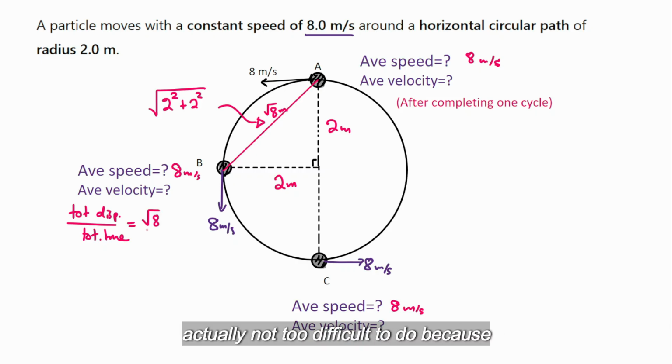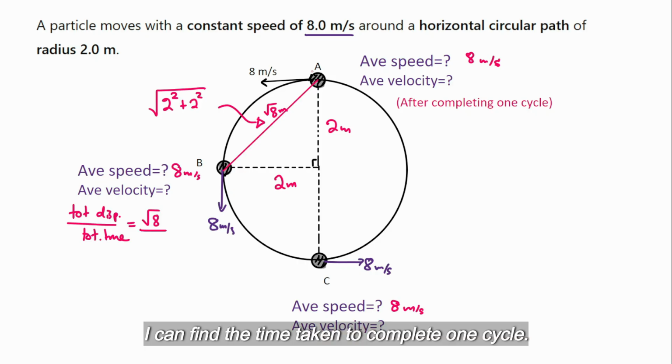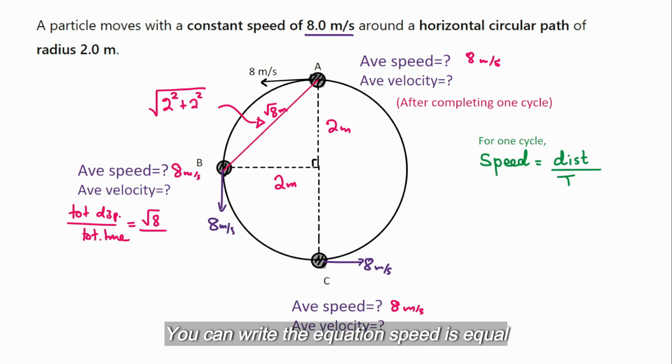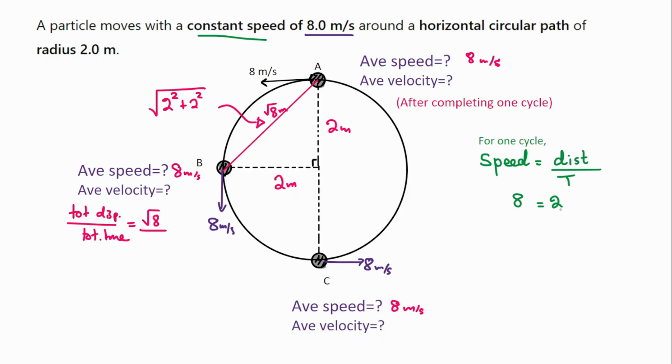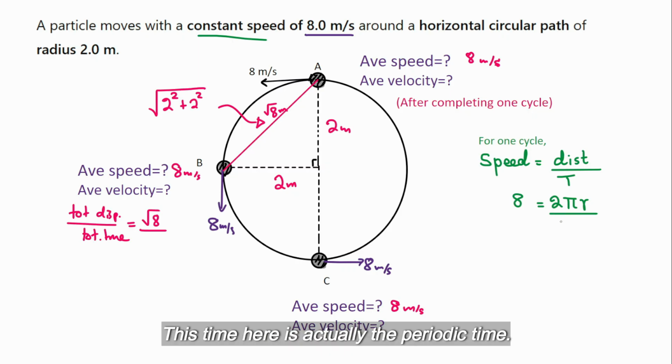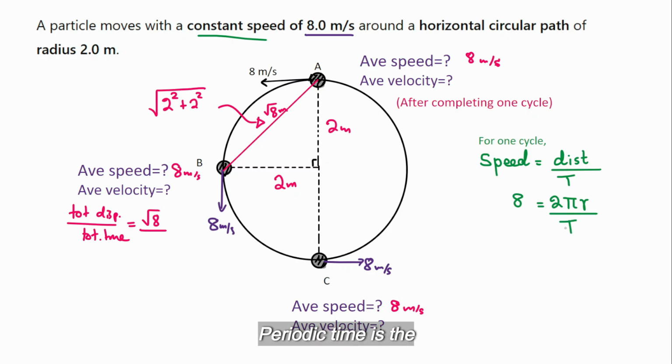Oh, that's actually not too difficult to do, because I can find the time taken to complete one cycle. You can write the equation speed is equal to distance over time. I know the speed is 8 meters per second because it's a constant speed. Now the distance is basically the circumference of this circle. So the circumference is 2 pi r. Right? Now the radius here is 2, divided by this time here, which is actually the periodic time. Periodic time is the time it takes to complete one cycle.